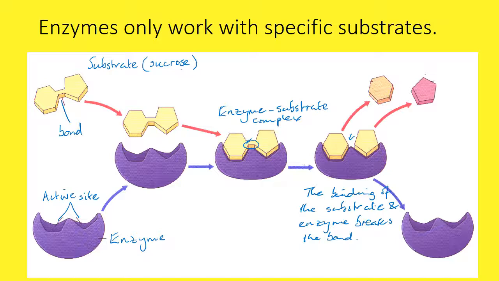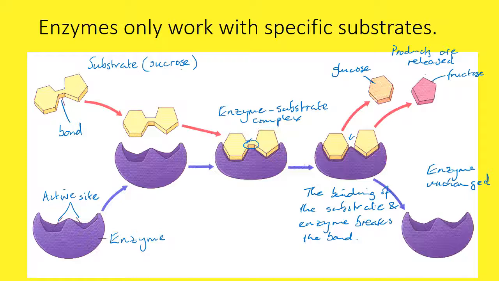Okay, so then that leaves the products, glucose and fructose. Let's say this one is glucose, and this one is fructose. That leaves the products free to go. They are released. And as you can see, the enzyme is unchanged, just like catalysts are all unchanged. So the enzyme is free to go off and bind to other substrates. And that's how the model works. Hopefully that's been clear for you.